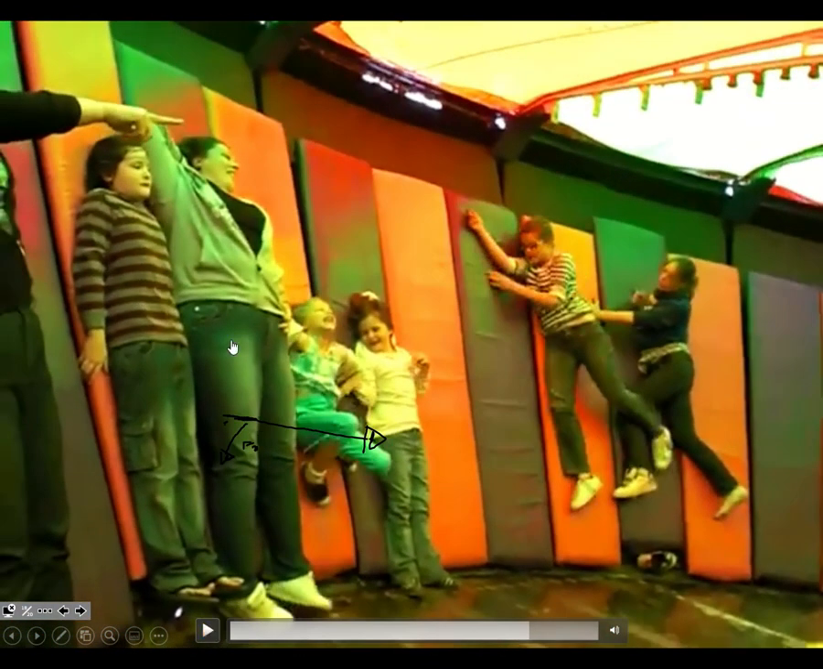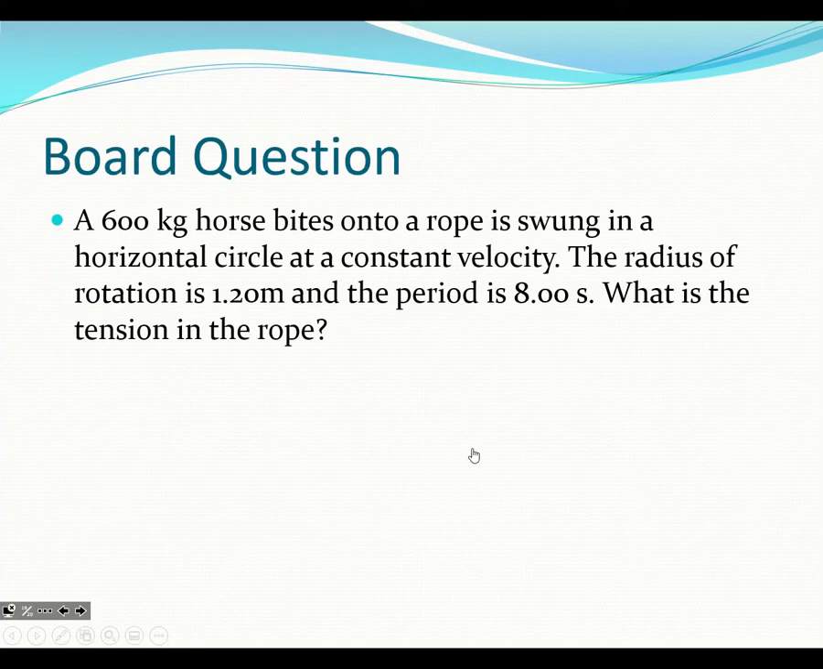So what's important to remember is that although they feel like they're being sucked outwards, it's just inertia. The force is by the wall, and the force is this way. Just like my arrow here, the force keeps them going towards the center of the ride, keeps them traveling in that circle. Okay, so I have one last board question, so I'll let you do this board question, so give it a go, pause the video, and I will go through it right now.